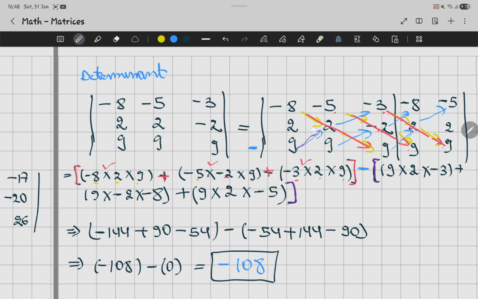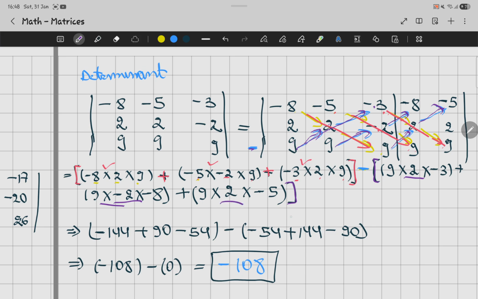Then we go up. When you go up, there's a negative sign that you need to consider. So it's going to be 9 times 2 times negative 3. We move on here. 9 times negative 2 times negative 8, that's what you see here. And this one, 9 times 2 times negative 8, negative 3, that's this one. Okay, and then we have 9 times 2 times negative 5, that's this one.